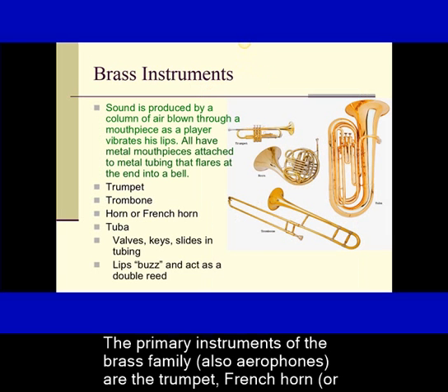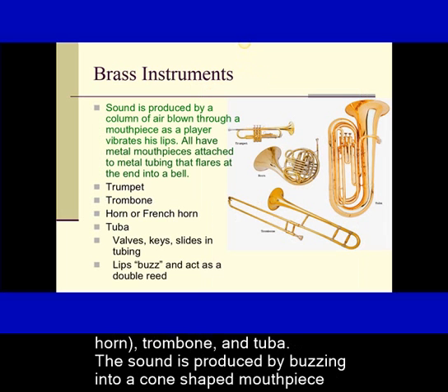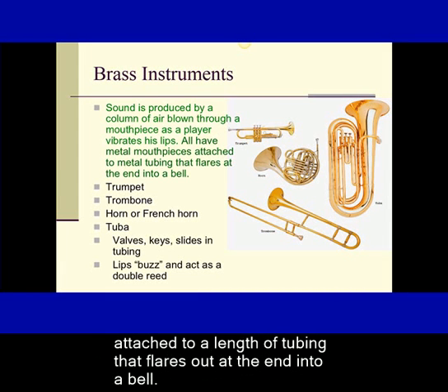The primary instruments of the brass family, also aerophones, are the trumpet, French horn or horn, trombone, and tuba. The sound is produced by buzzing into a cone-shaped mouthpiece attached to a length of tubing that flares out at the end of a bell.